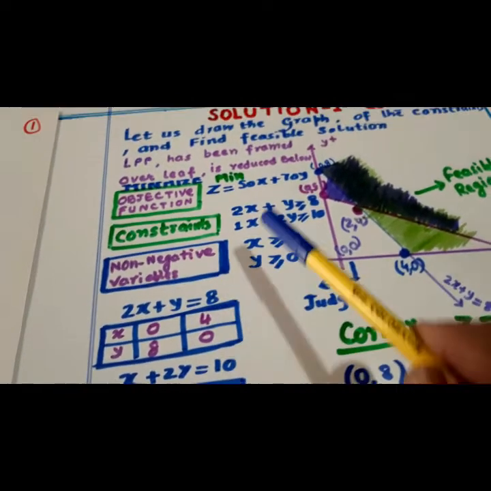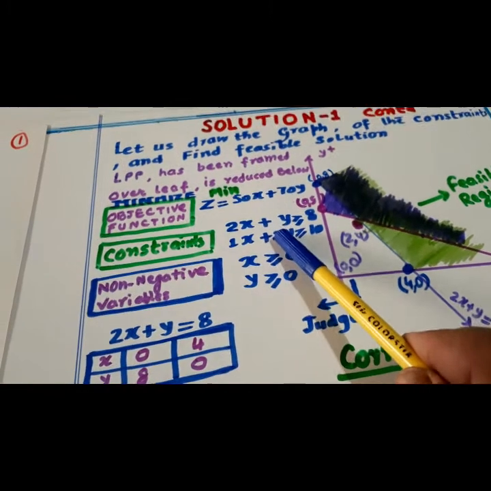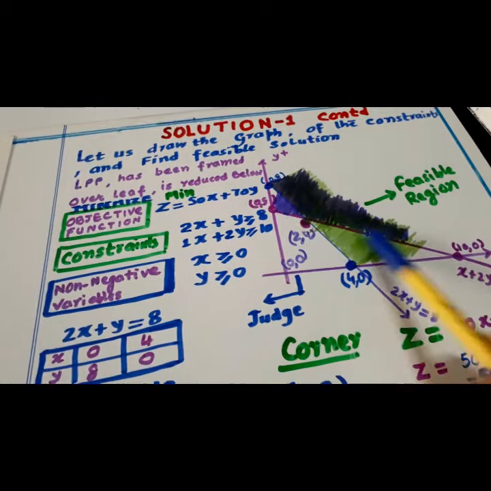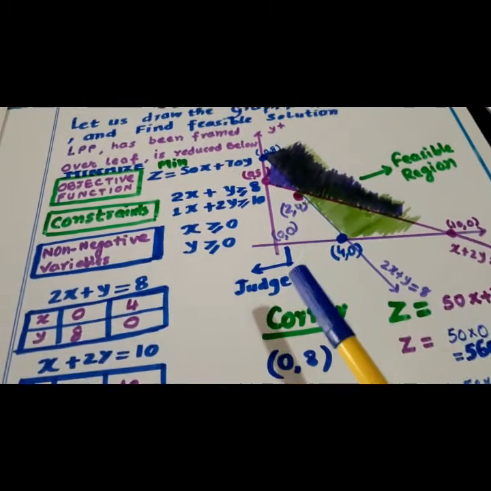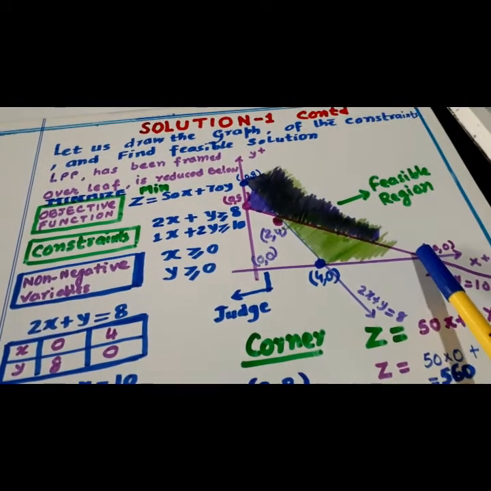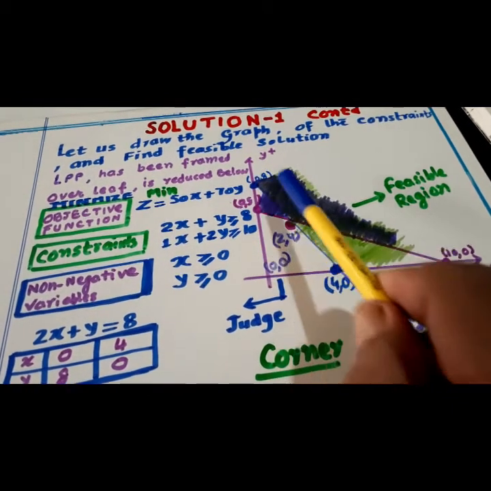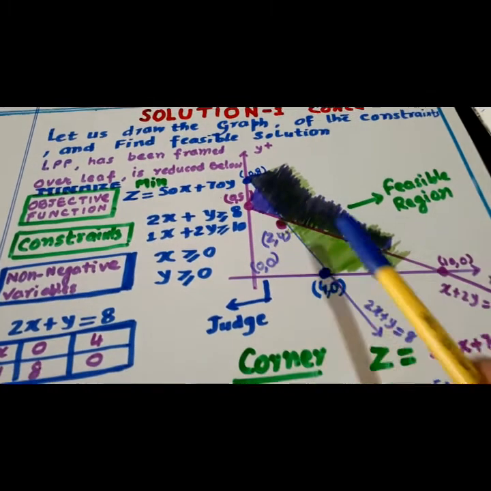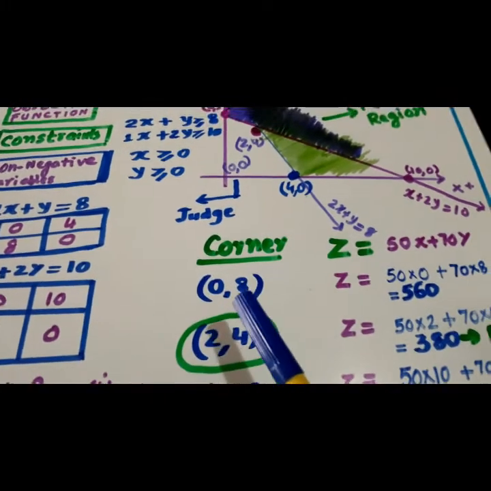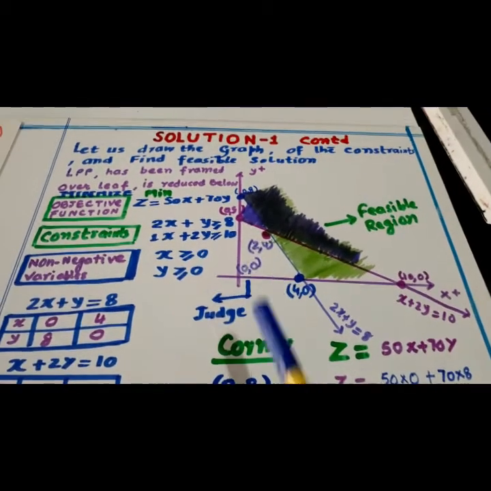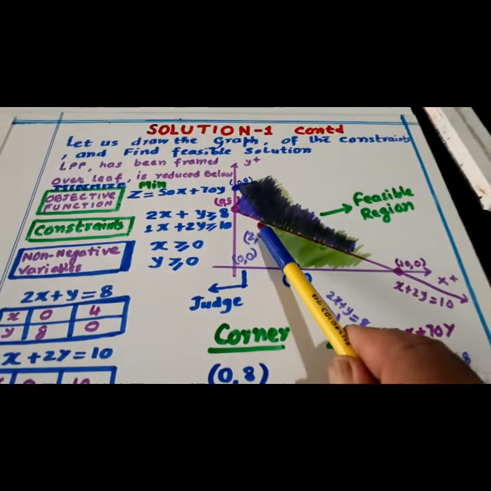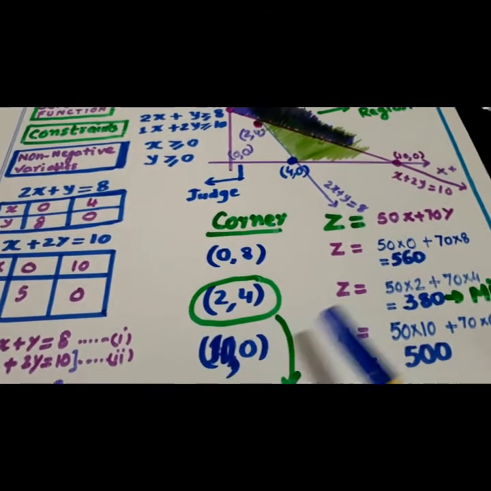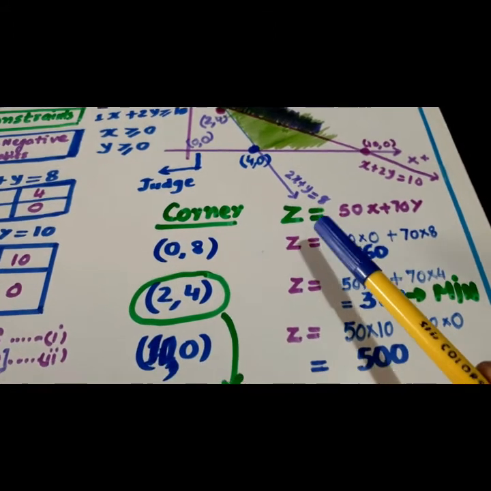So let us draw the graphs of these constraints as lines. There are two lines here and they are meeting at the point 2, 4. So now we have got three corners. One corner is this, second corner is this, third corner is this, and this is the feasible region. So our answer lies on one of the corners, and let us discuss each corner. This is 0, 8, this is 2, 4, and this is 10, 0. So these are three corners, and accordingly let us calculate z.